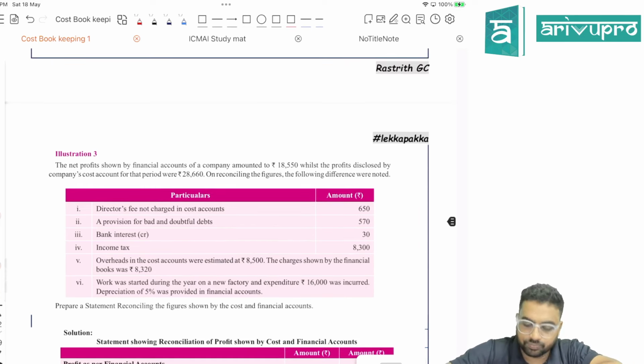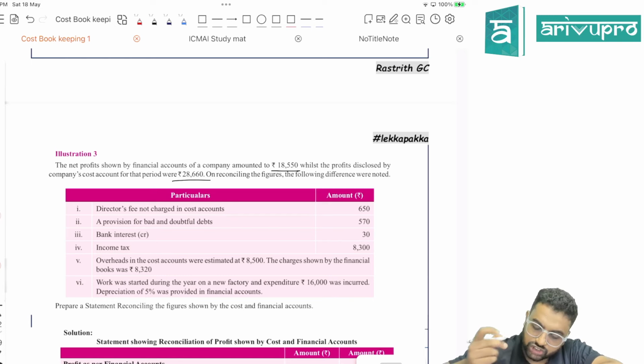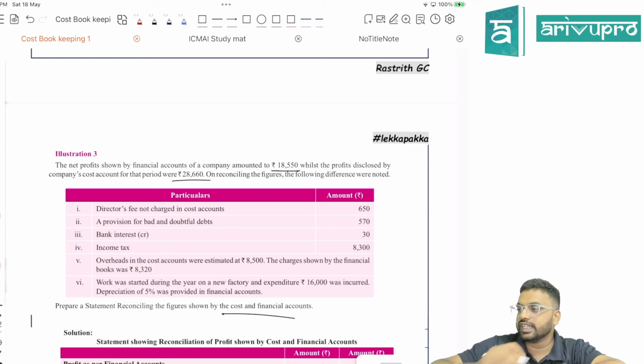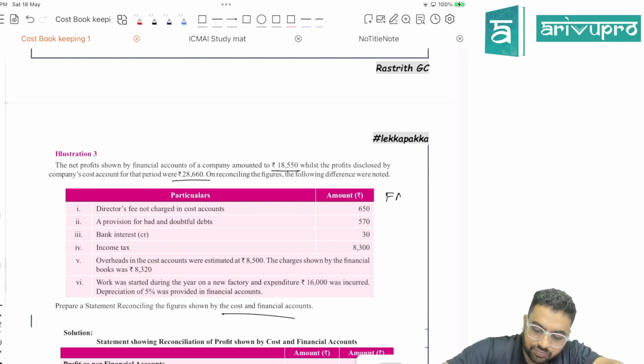Next illustration, sir. The net profit shown by the financial accounts of the company amounted to rupees 18,550, whereas profit disclosed as per cost accounting is 28,660. On reconciling the figure, the following differences were found. Prepare a statement reconciling the figure shown by the cost and financial accounts. Earlier we started with the cost books. Now let's start with the financial accounts. In this question we will deal with it in financial accounting.